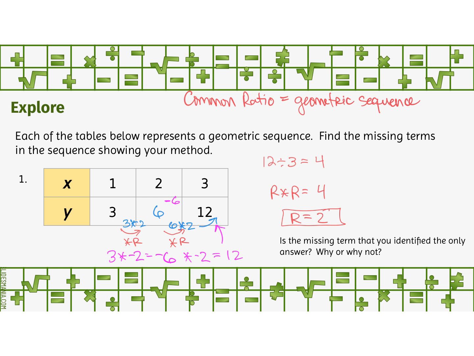So I'm going to say our common ratio is 2. And then I'm also going to say it's 2, but it's also -2. So 2 and -2 will let me start with the 3, fill in that missing term, and then get a 12.